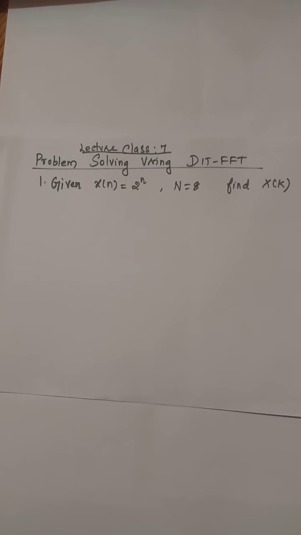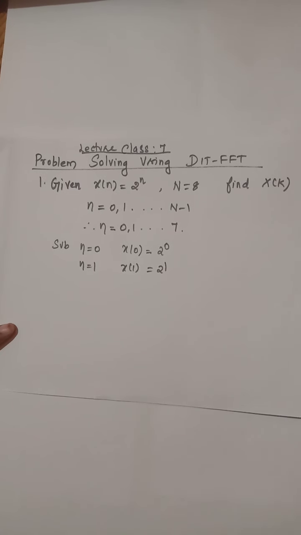So the first step is to convert it into a sequence by substituting different values for small n. We know that n and k vary from 0 to N minus 1. So when you substitute n from 0 to 7, you will get different values of x. We have to consider that as a sequence, and using that you are going to find out the DFT.